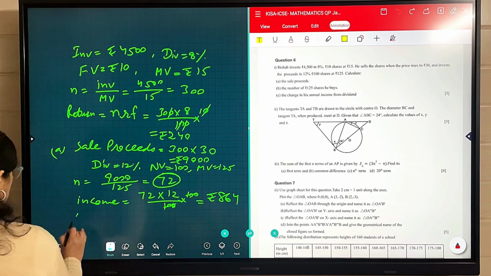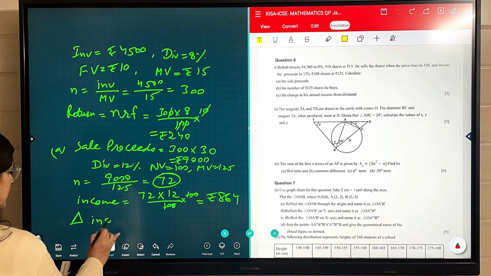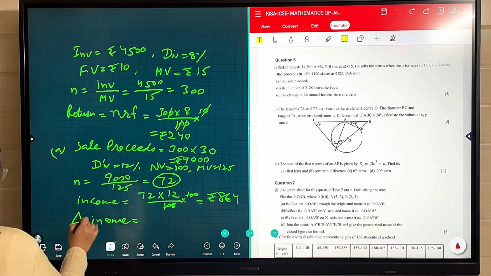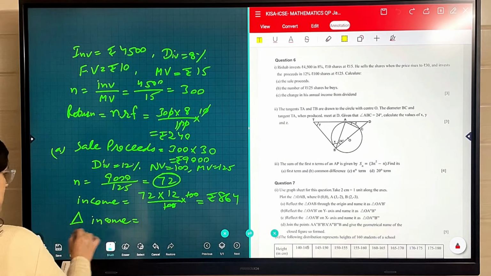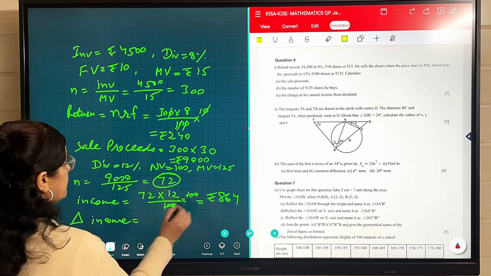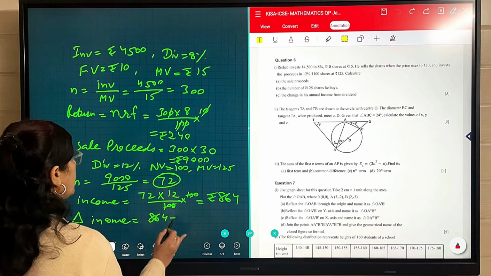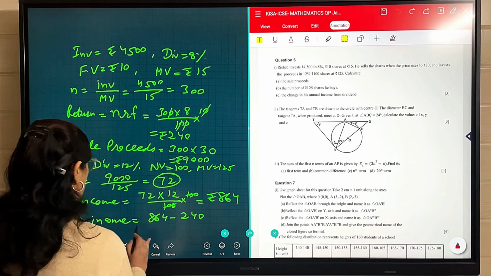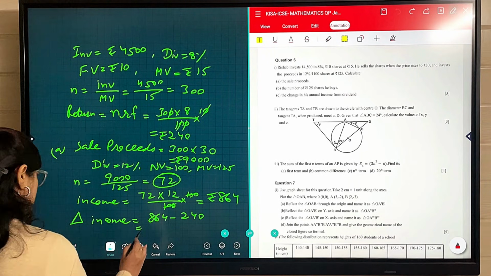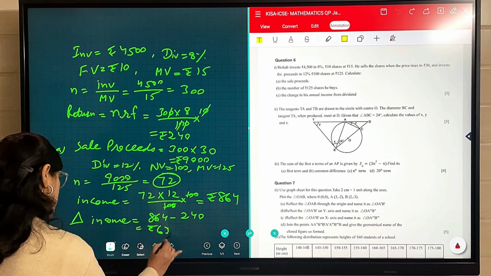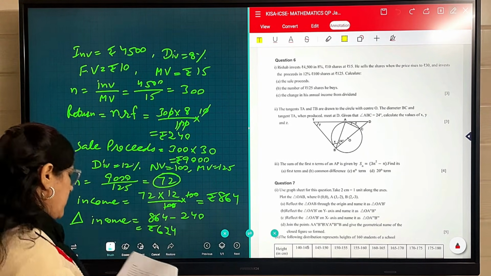So what is the change in income? You are also a science student, you know the delta symbol for change in income. It is 864 now, and initially it was only 240. So his decision was good. 864 minus 240 means 624 rupees is the benefit to Mr. Rishabh.